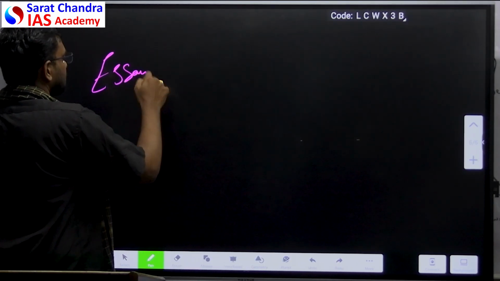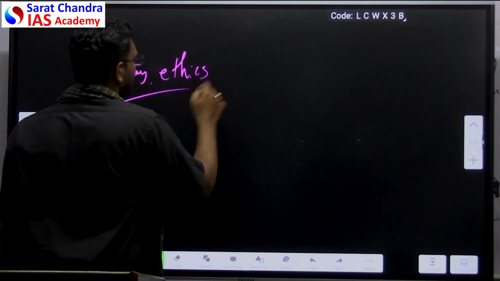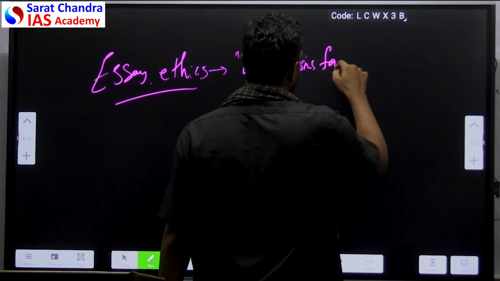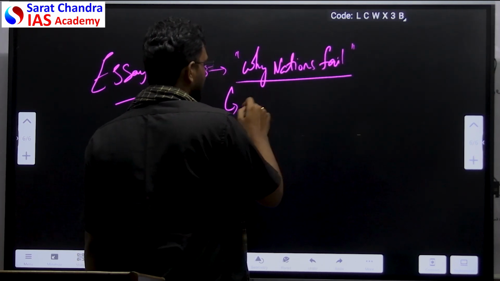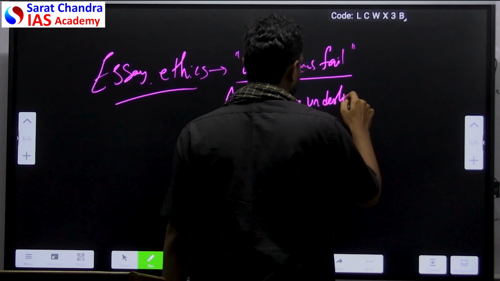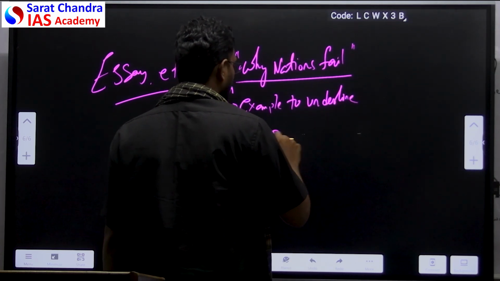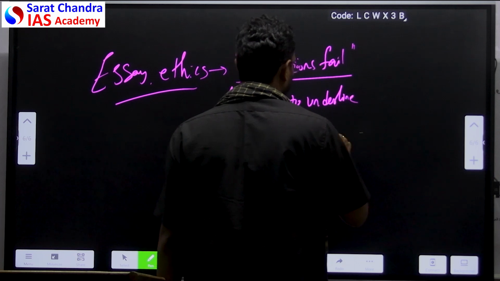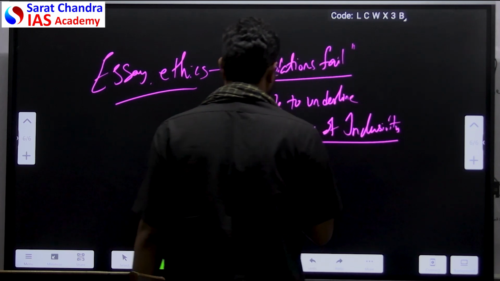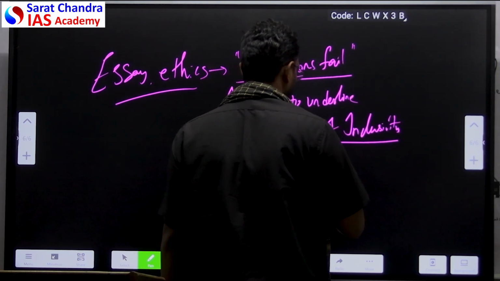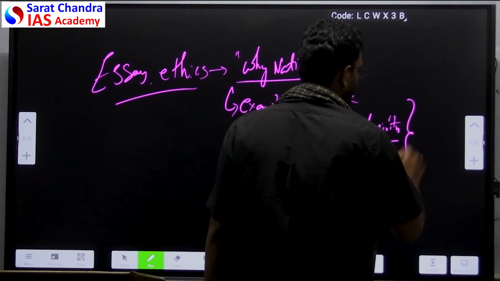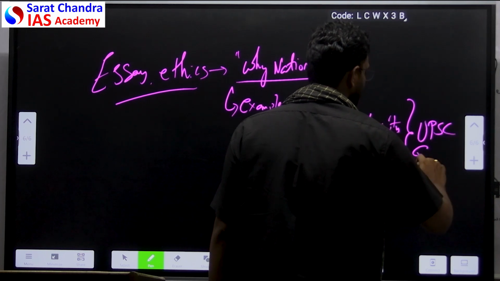So in essay ethics, their work Why Nations Fail can be quoted as an example to underline the importance of inclusivity in institutions, importance of inclusivity in social institutions. So this is how you will end a UPSC General Studies answer.